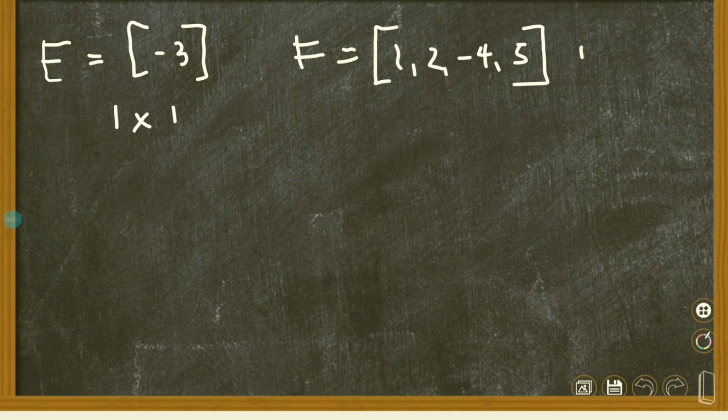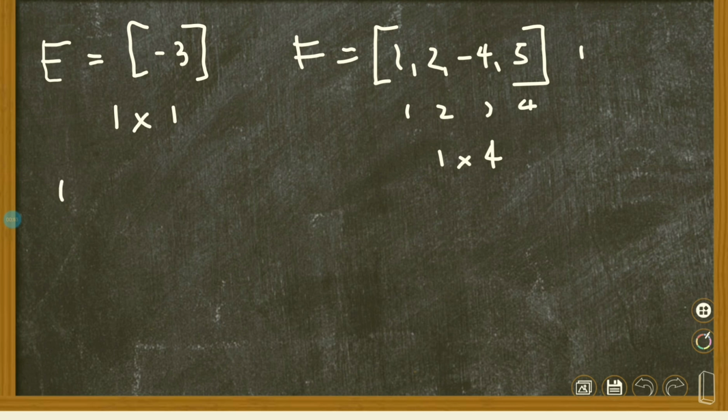Another example, matrix F with numbers 1, 2, negative 4, 5. By inspection again, how many rows? There is only one row, but there are 4 columns. Therefore, the order of this matrix is 1 by 4. So those are all about matrices.